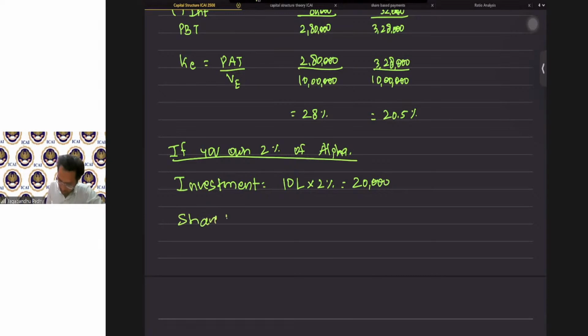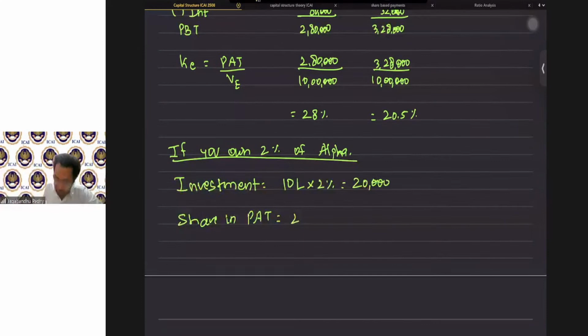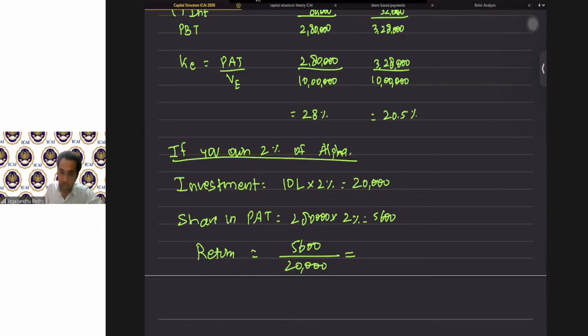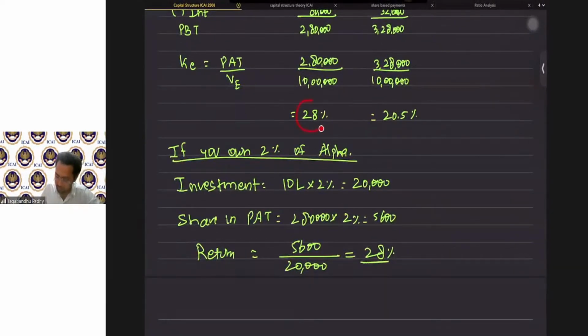And what is the share in PAT? PAT is 2 lakh 80,000 into 2%, which is 5,600. The return that we get is 5,600 on an investment of 20,000. That is 28%, which is the same as the cost of equity.